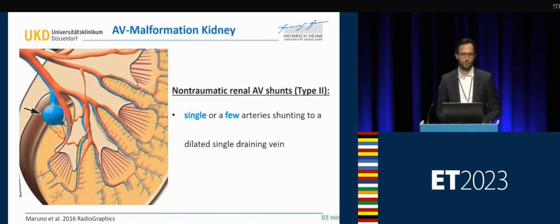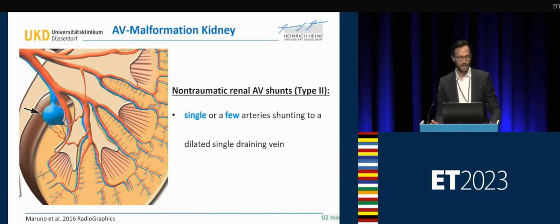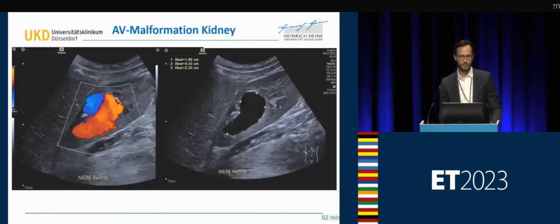So coming to type 2 of non-traumatic renal AV shunts, we have a single or a few arteries shunting to a dilated draining vein, and there are no associated pseudoaneurysms in that area. So here's a case that I did last year. In the ultrasound, you see this large sump, this large main draining vein being located here at this kidney.